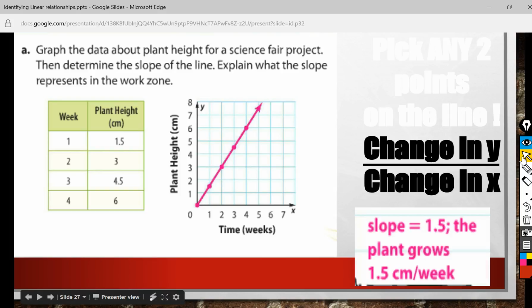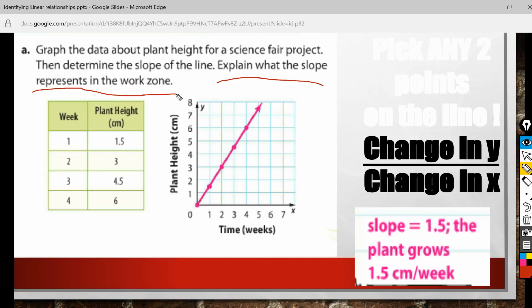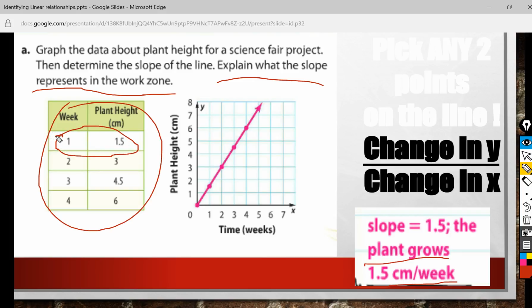So they divided 3 by 2, and they got 1.5. In this problem, sometimes it's good to explain what the slope represents. In this scenario, the slope means the plant grew at 1.5 centimeters per week. And if you want to have a nice little cheat, you can just look at week 1. From week 0 to week 1, it grew 1.5 centimeters.